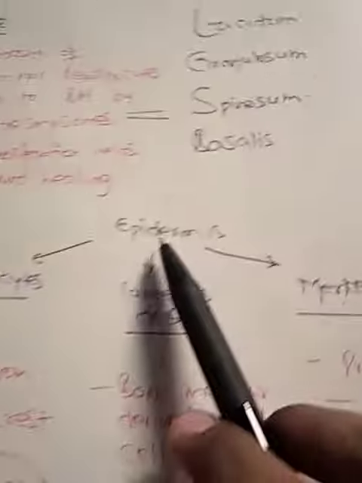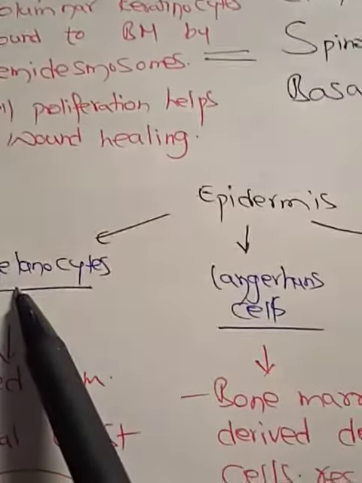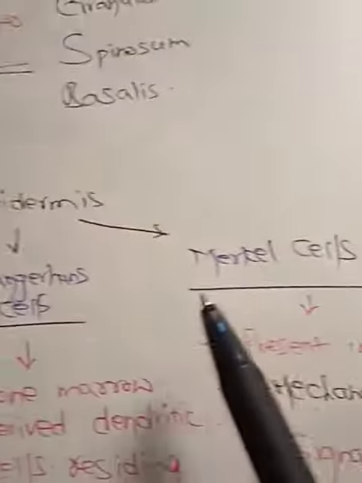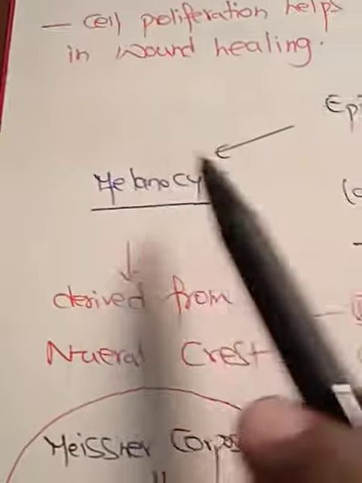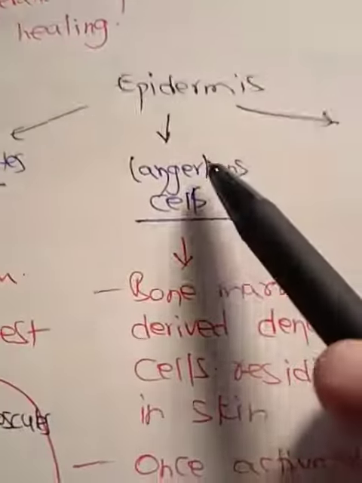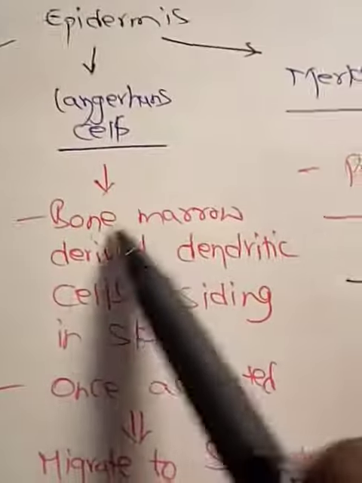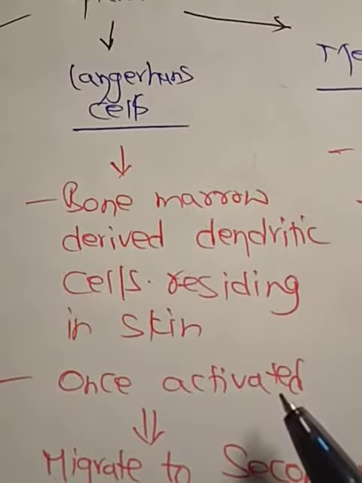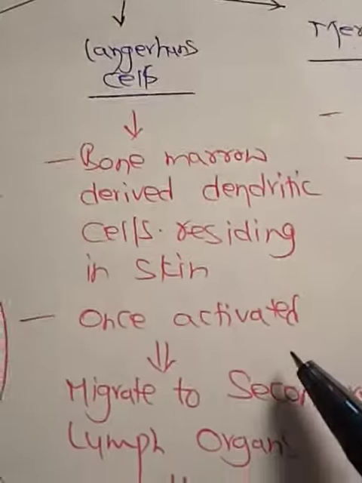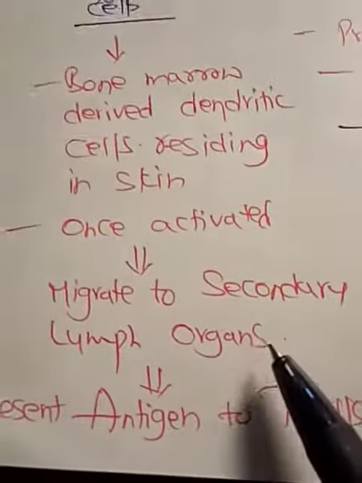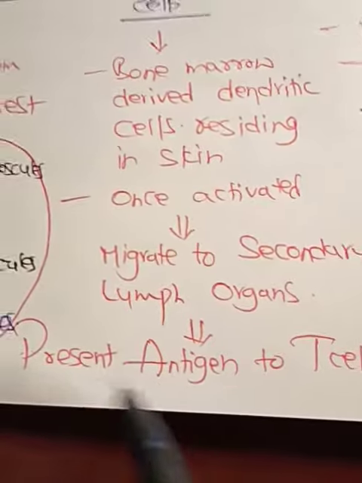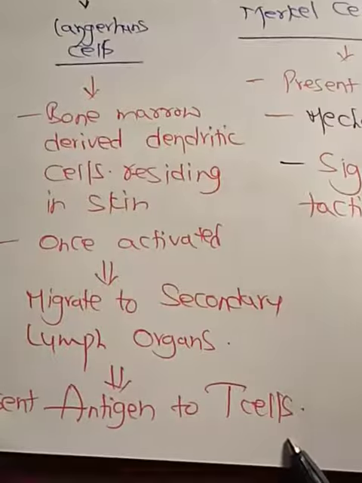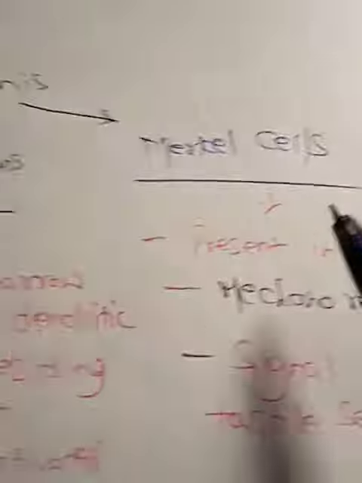Now in the epidermis, there are also melanocytes, Langerhans cells and Merkel cells. 1-2 points about each of them. Melanocytes are derived from neural crest. You should remember this. Langerhans cells basically are the bone marrow derived dendritic cells which are residing in the skin. And once they are activated, they migrate to the secondary lymph organs, and there they act as antigen presenting cells to the T cells. That is the function of Langerhans cells.